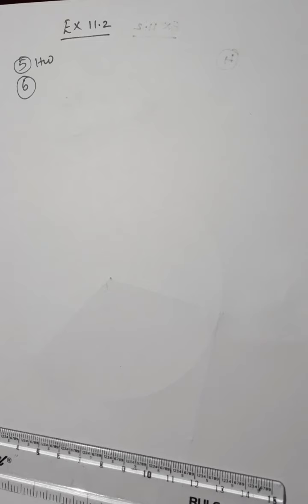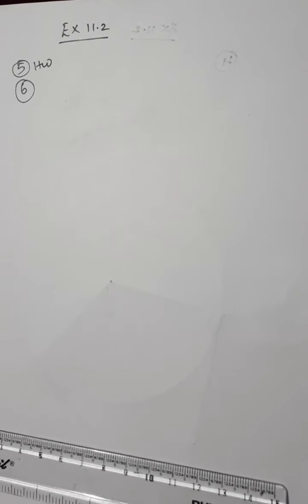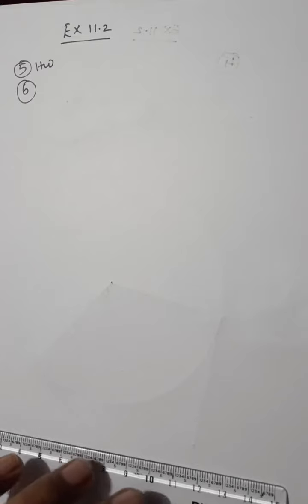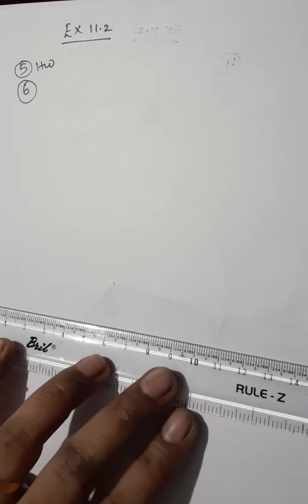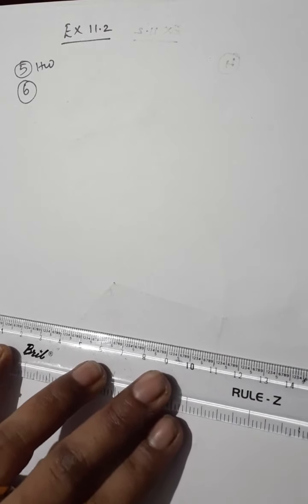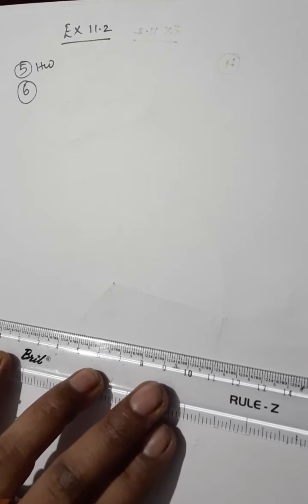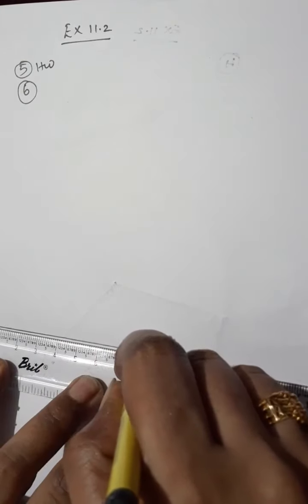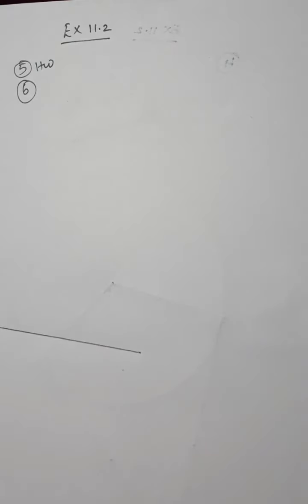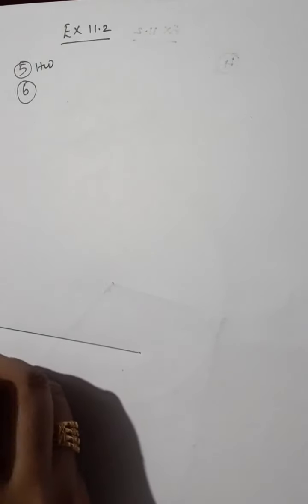So first step, we have to construct a right triangle with the given measurements. AB is given as 6 cm, BC 8 and angle B 90. So angle B is 90, and BC can be the base. I'm going to draw BC as the base, and BC is given as 8 cm. So this is 8 cm, BC.